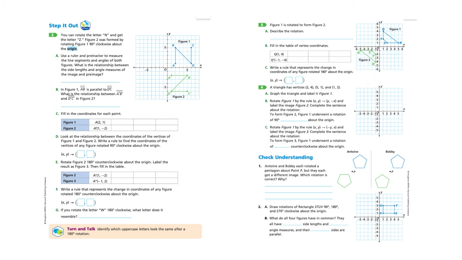And then in C, rotate figure 1 by this rule, a different rule, and label the image figure 3, and then again complete this sentence. So go ahead and do that part. Pause the video before you go on to the check understanding to make sure all of this is complete, and then you can move on. If you feel comfortable with everything, do the check understanding. If you need more review, go back, that's fine, and just look over some things and then move on to the check understanding.